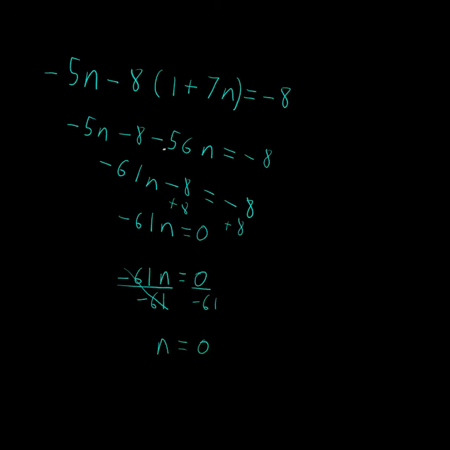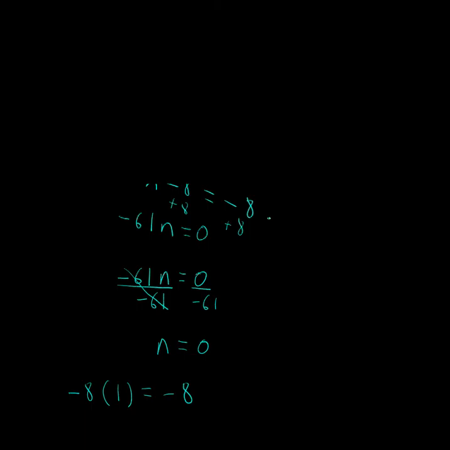Let's go through and check, and this shouldn't be too nasty to check. Negative 5n equals 0. Negative 8 times 1 plus 0. Negative 8 equals negative 8. That's good. We verified that we have solved this equation, and so we get n equals 0. Good. So, with that being said, let's take a second to talk about two other things.